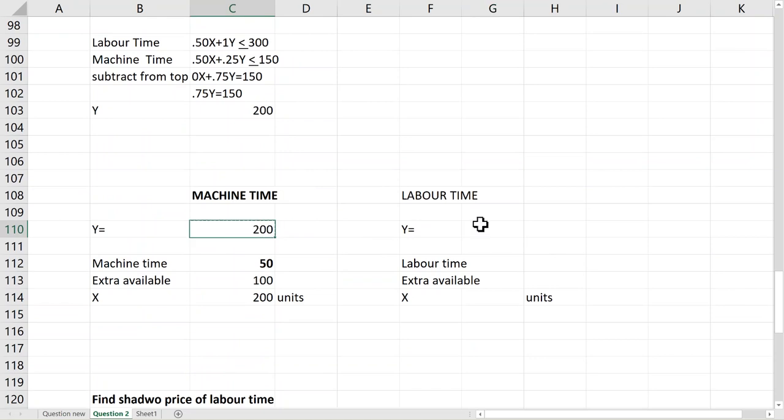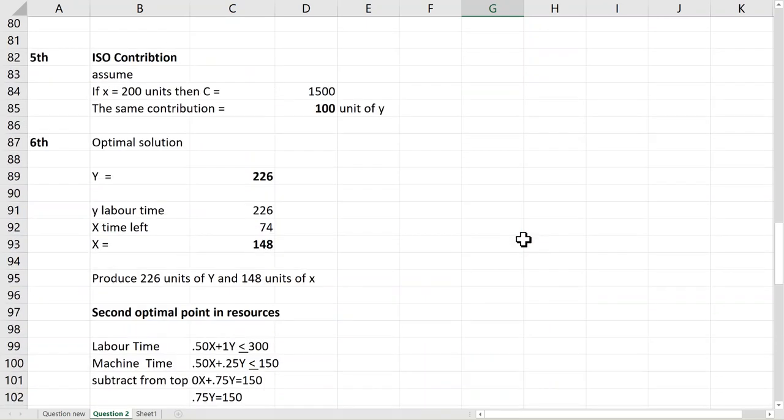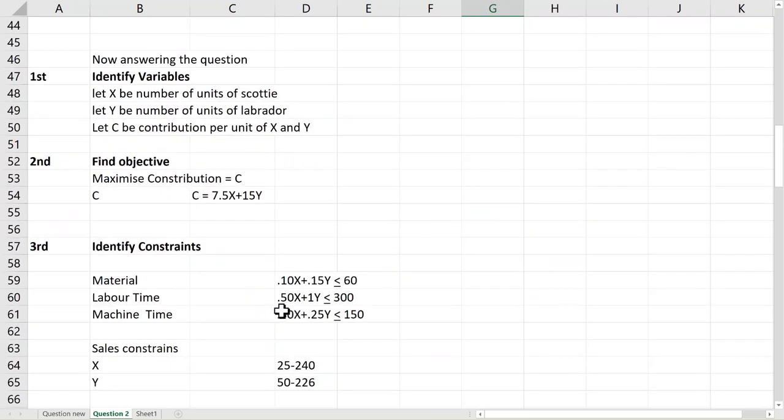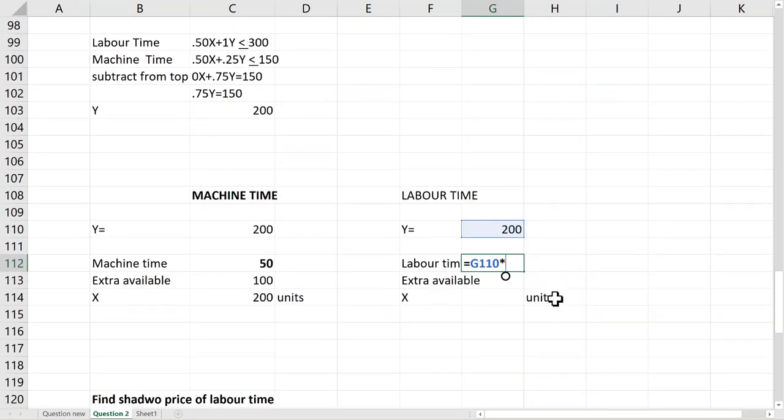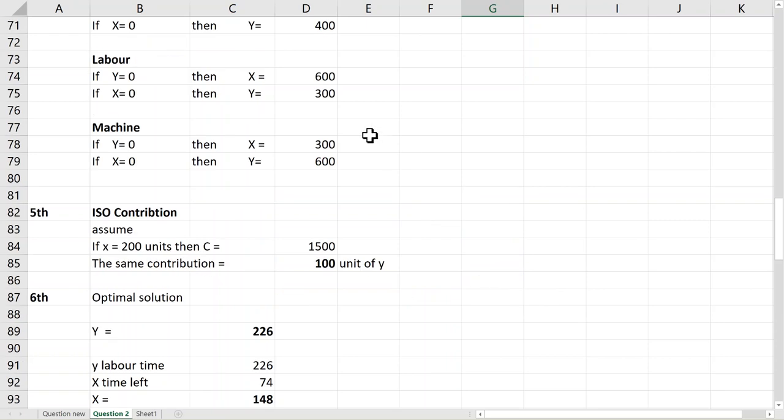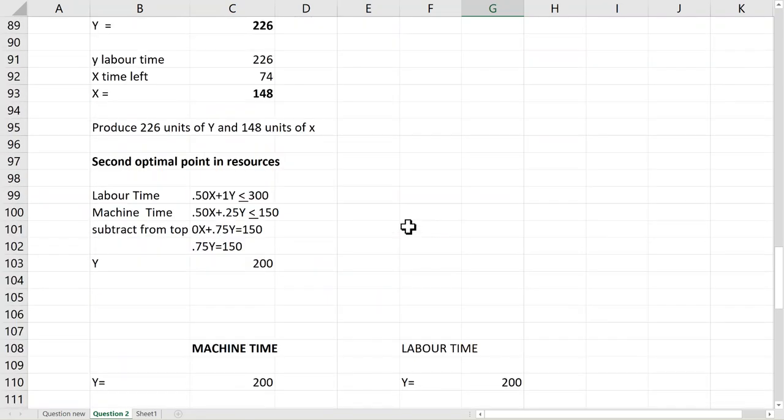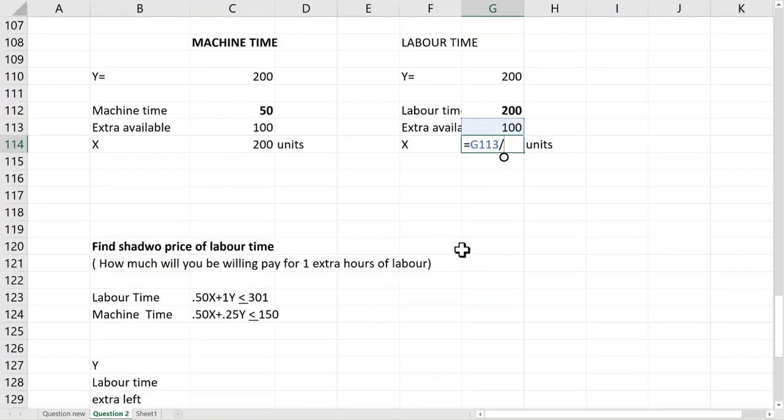If we look at the labor time as well, it will give us the same result. So the labor time required by y is 1. And if we take 300 minus 200, what is left is 100, and then 100 divided by 0.50 as well. We have 200 units, which means our calculation is correct.